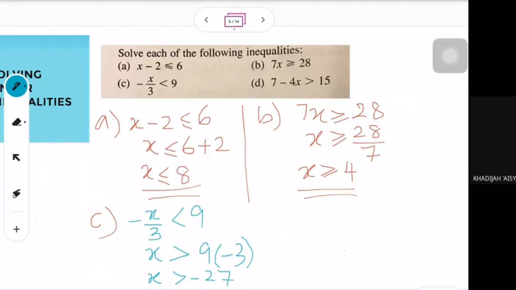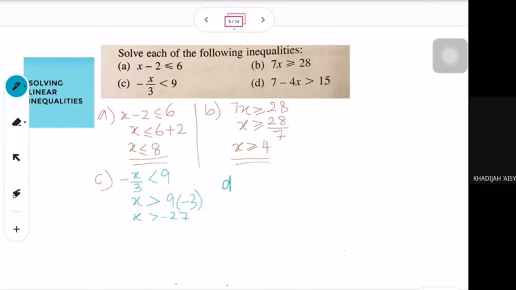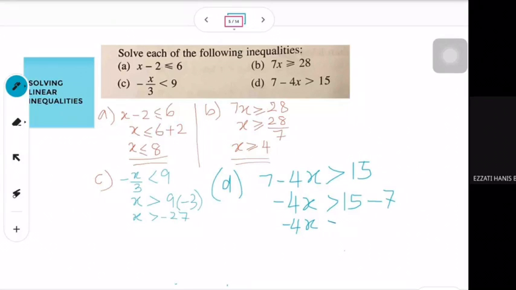So jadi x is greater than negative 27. Alright. Okay, let's see D. We have 7 minus 4x greater than 15. Nah, kita bawa dulu 7. So tinggal negative 4x is greater than 15. 7, what happened to 7? Minus 7. So sini kita ada negative 4x is greater than 8.